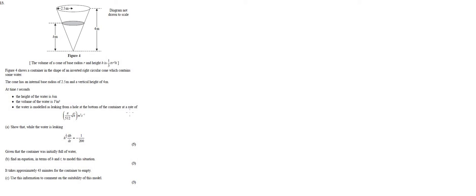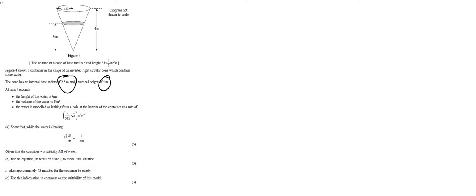Okay, so here's a fairly complicated rates of flow question. We've got water inside the container, and this is an inverted cone, right? It says the cone has an internal base of radius 2.5 meters, and a vertical height of 4 meters. At time t seconds, the height of the water is h, and the volume of the water is V meters cubed.